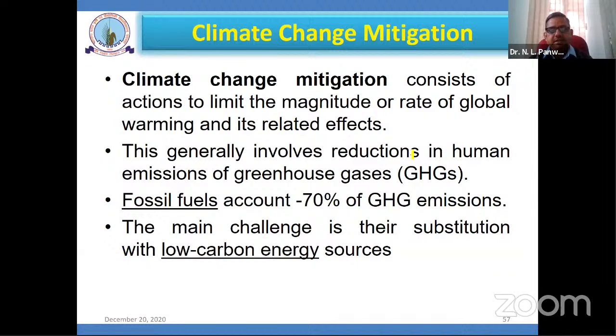So climate change mitigation consists of action to limit the magnitude or the rate of global warming and its related effects. That is climate change mitigation. It generally involves reduction of anthropogenic gas, and fossil fuels account for 70% of greenhouse gas emissions. The main challenge is to substitute low carbon energy sources. The low carbon energy source is biomass or other renewable sources of energy, maybe solar, wind, or hydro. But as far as the agriculture sector is concerned, we deal with biomass. So biomass is a low carbon energy source as compared to your fossil fuels.